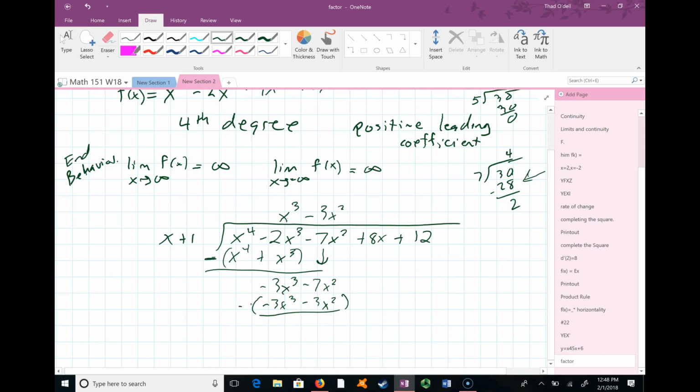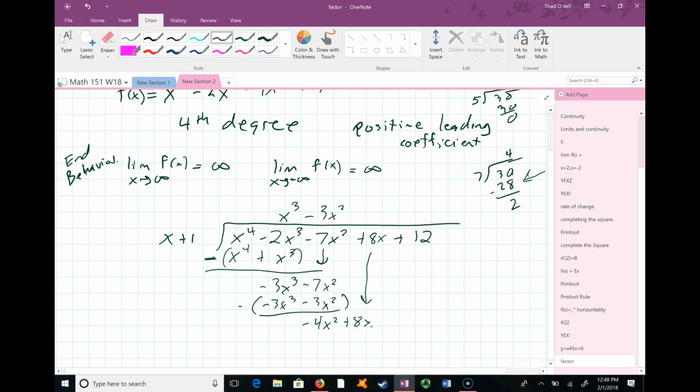Once again, we're subtracting this. Negative 3x cubed minus a negative 3x cubed is 0. Negative 7x squared minus negative 3x squared is really like negative 7x squared plus 3x squared. So we end up with a negative 4x squared. Bring down our 8x, so that'd be plus 8x there. And we'd start the process all over again.